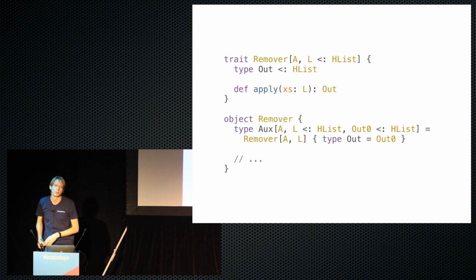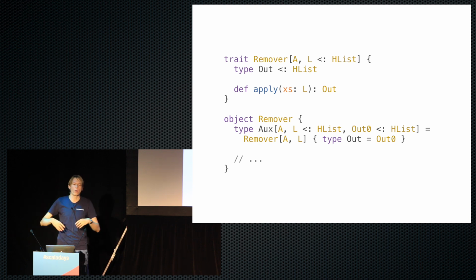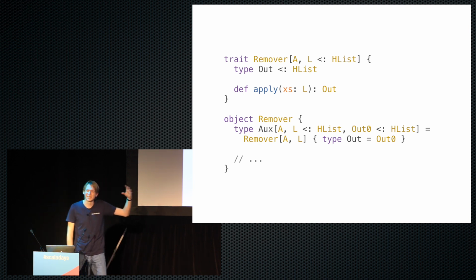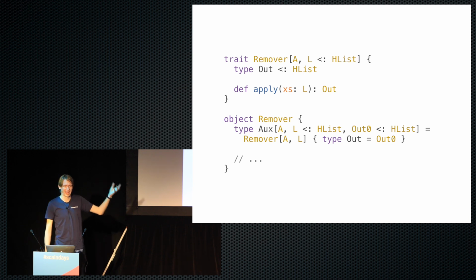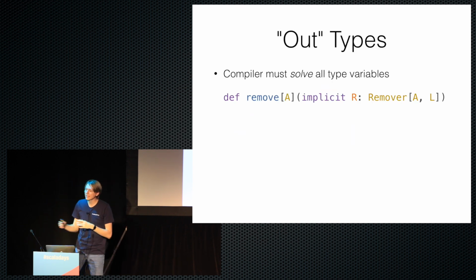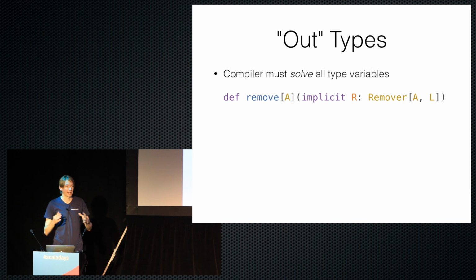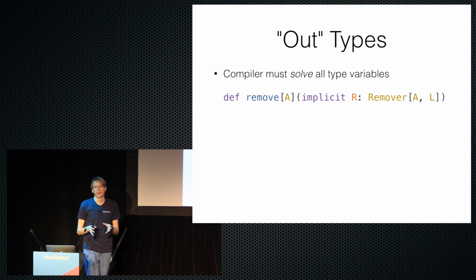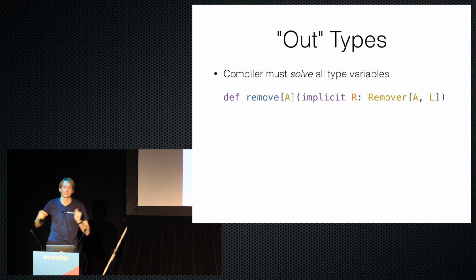The Aux type literally just takes A, L, and Out, and it returns the particular type that is Remover of A L with type Out. So this is a way that when you don't want to use dependent output types and you want to use type parameters instead, this is how you can do it. So why would we use dependent output types in the first place, right? This seems a lot of random trouble for something that I haven't actually explained yet. Well, it basically relates back to the way that Scalac kind of does things under the surface. Because Scalac is solving a constraint set, based on the implicits that it's able to find.